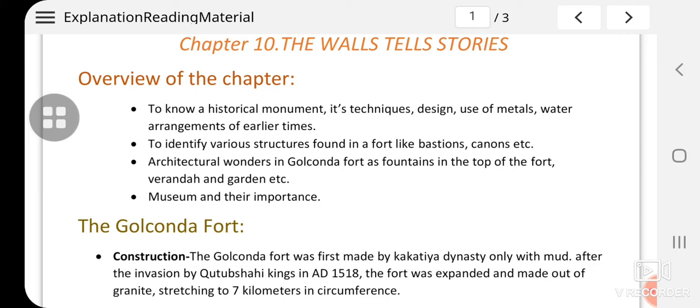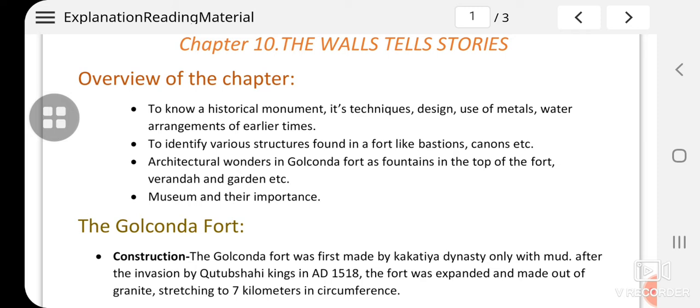To know a historical monument, its techniques, design, use of metals, and water arrangements of earlier times. So, how even the water was arranged during the old period. These things are covered in the chapter. When you read the chapter, these points you have to highlight in your mind while reading, and at the same time, you will underline the hard words.